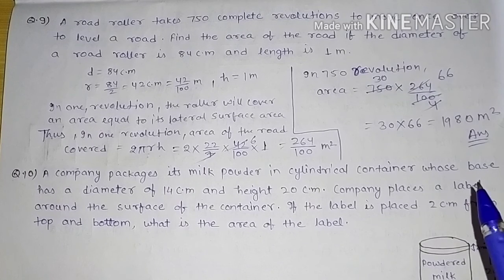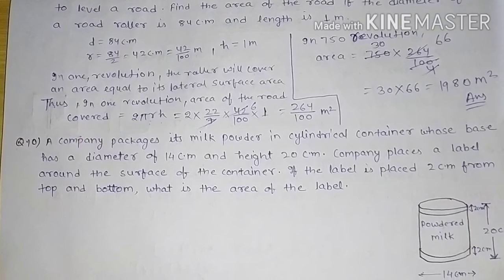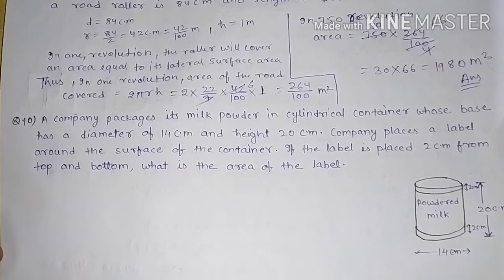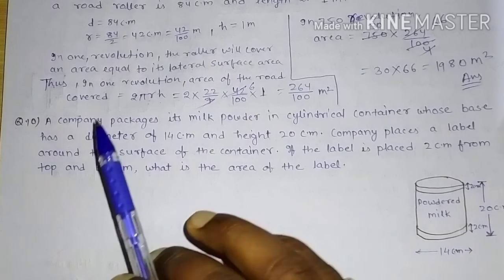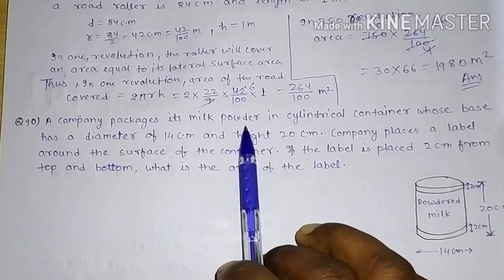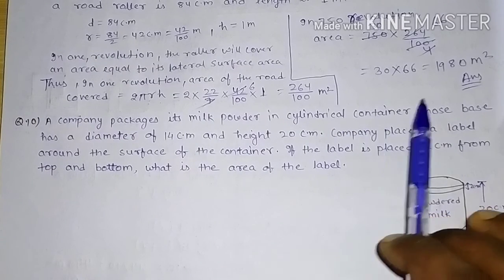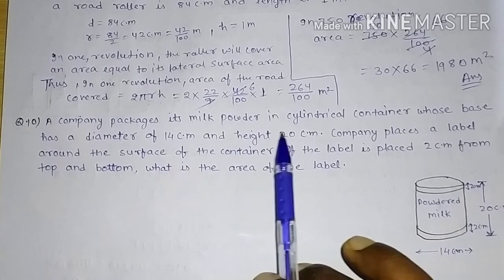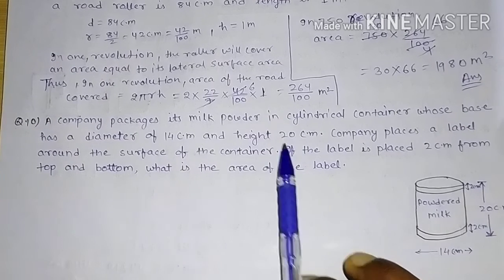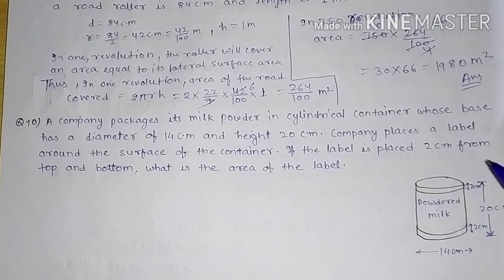Now the next question, that is question number 10. A company packages its milk powder in a cylindrical container whose base has a diameter of 14 centimeter and height 20 centimeter. A cylindrical container is given here. The figure is given here, whose diameter is 14 centimeter and height is 20 centimeter.